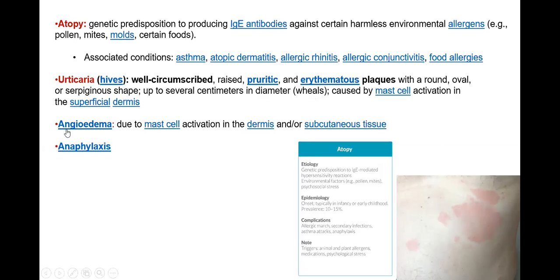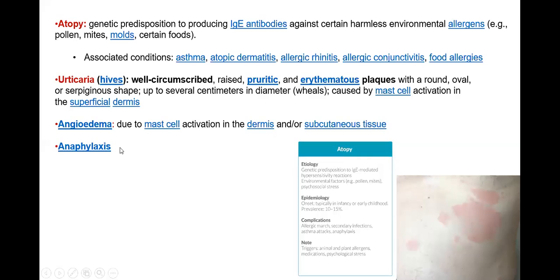Another one, angioedema, is also mast cell mediated, in the subcutaneous tissue. Then anaphylaxis, which we have seen in the last class. These four may also be symptoms coming from a type 1 hypersensitivity reaction. So, as part of the syllabus, they wanted to see how you recognize the symptoms. These are the symptoms.